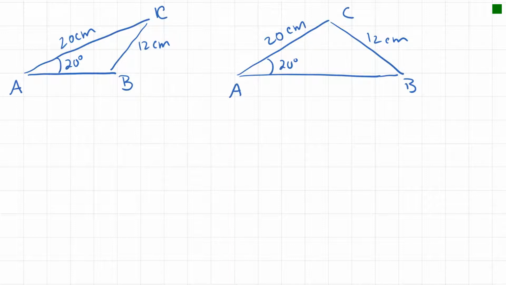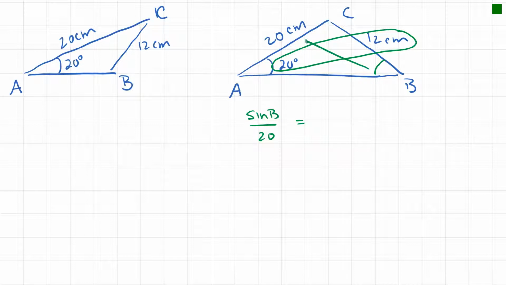I'm going to start with the one on the right. I'm going to start by taking a look and saying, hey, I've got this angle and its opposite side, which means I can use the sine law to find this missing angle B. So the sine of B over 20, because 20 centimeters is opposite to angle B, is equal to the sine of 20 degrees over 12.